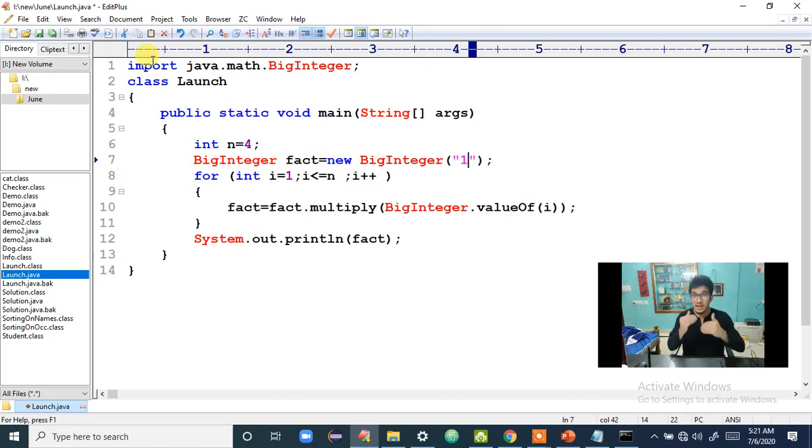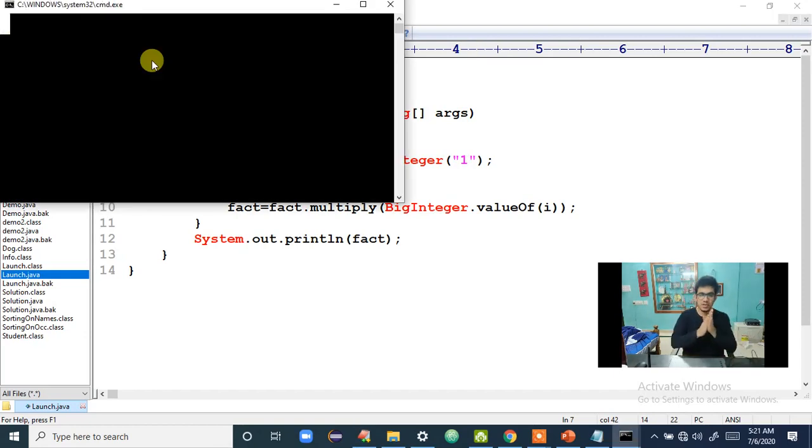So if you want to convert a string to big integer, you have to use the new BigInteger keyword. You have to use that new BigInteger keyword. Okay, so let me compile this and execute it.